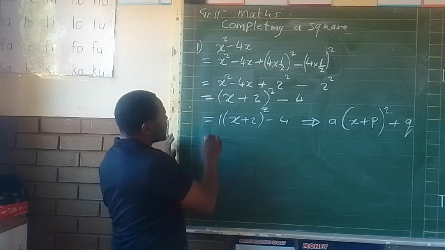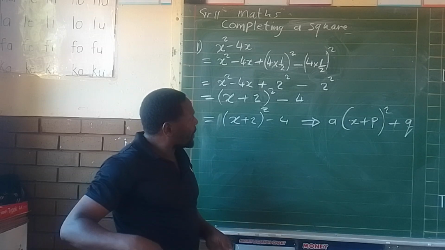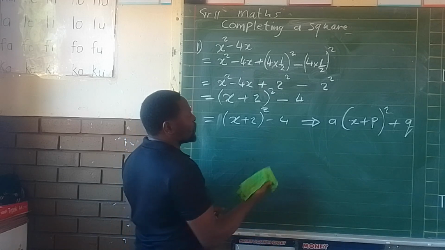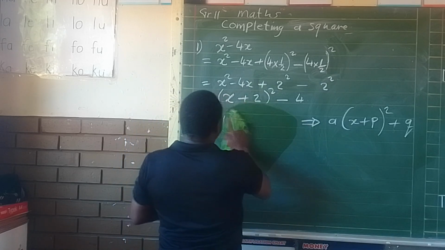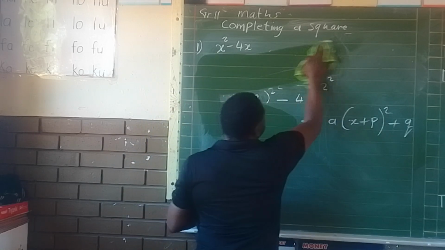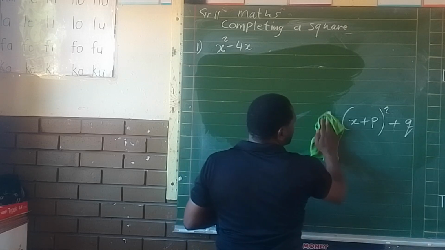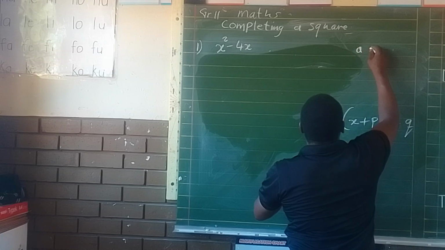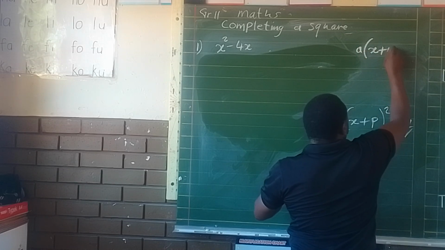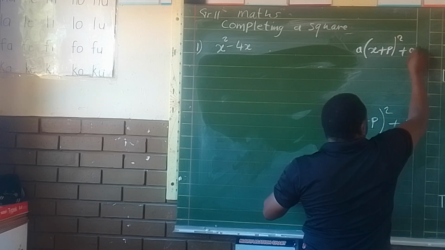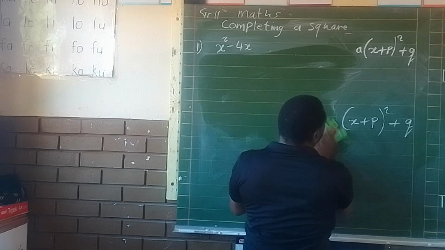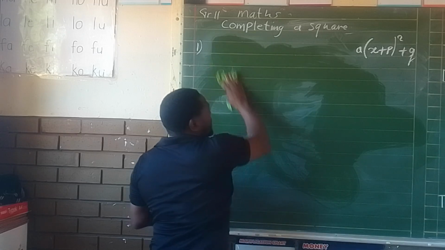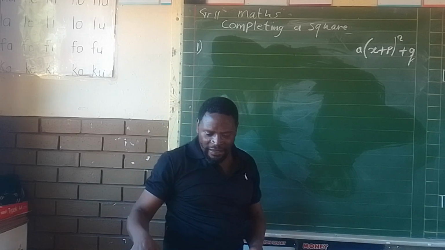So every time when completing a square, let us grab another example so that we will see what we will be practicing to complete a square today. Let's see another one. Let me write this so that we can all follow. It's the form of a into x plus p all squared plus q, right?